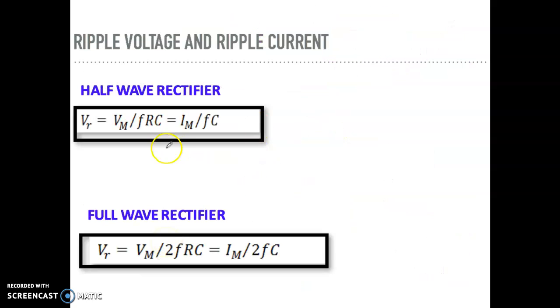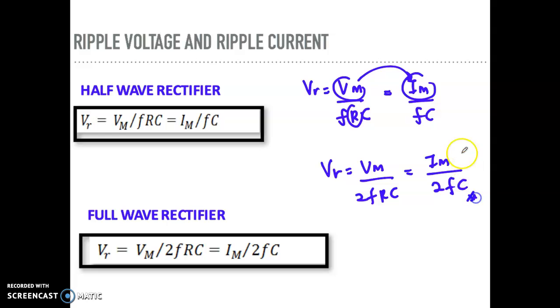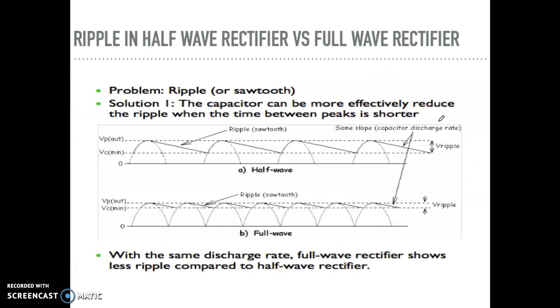Okay. So how are you going to change this to Im? So you know half wave VR equals Vm over FRC. So V over R is actually Im, right? That is from Ohm's law. So this one and this one is actually your Im. Okay. For your full wave, Vm over 2FRC. So it will become Im divided by 2FC. So this is the formula for your ripple voltage.